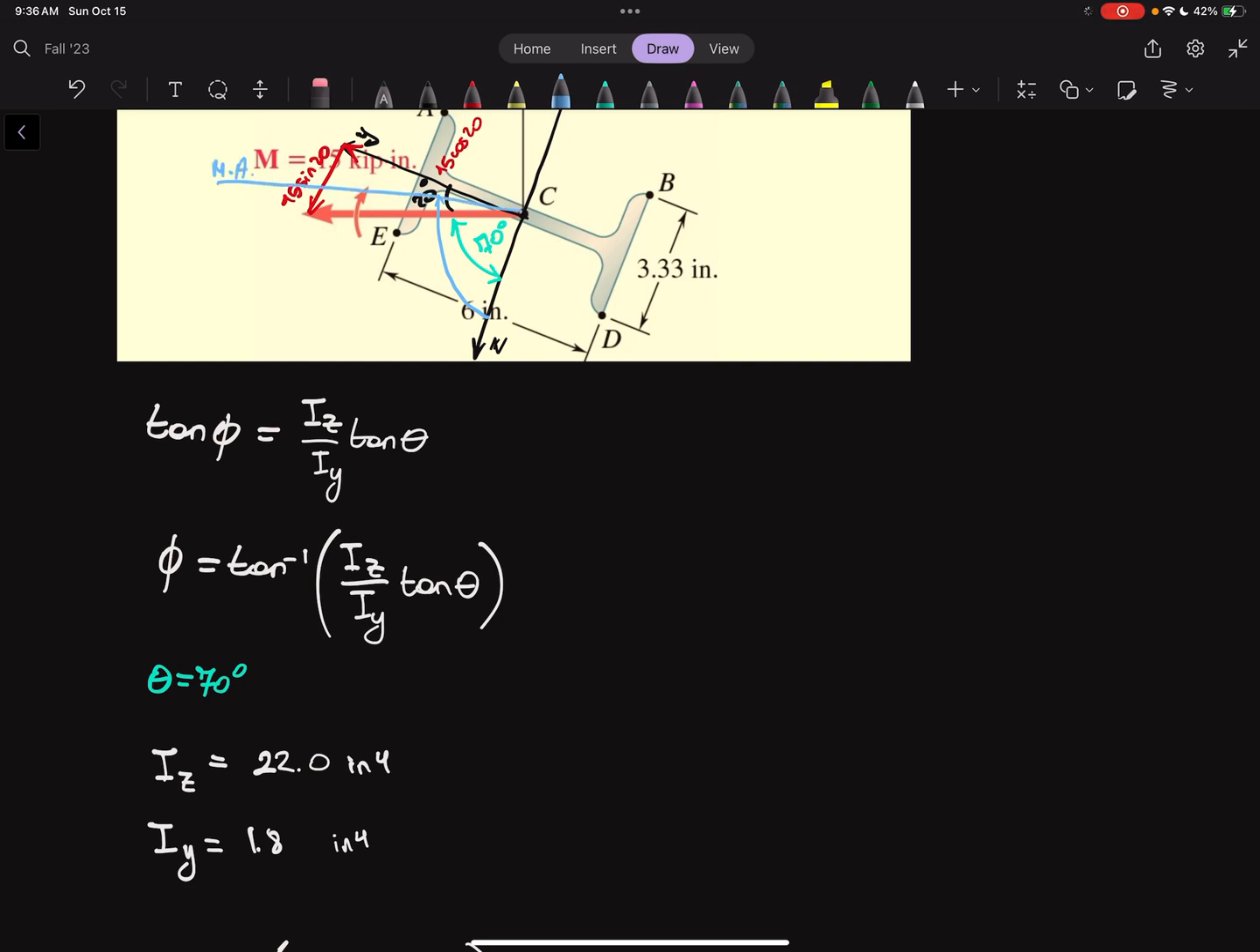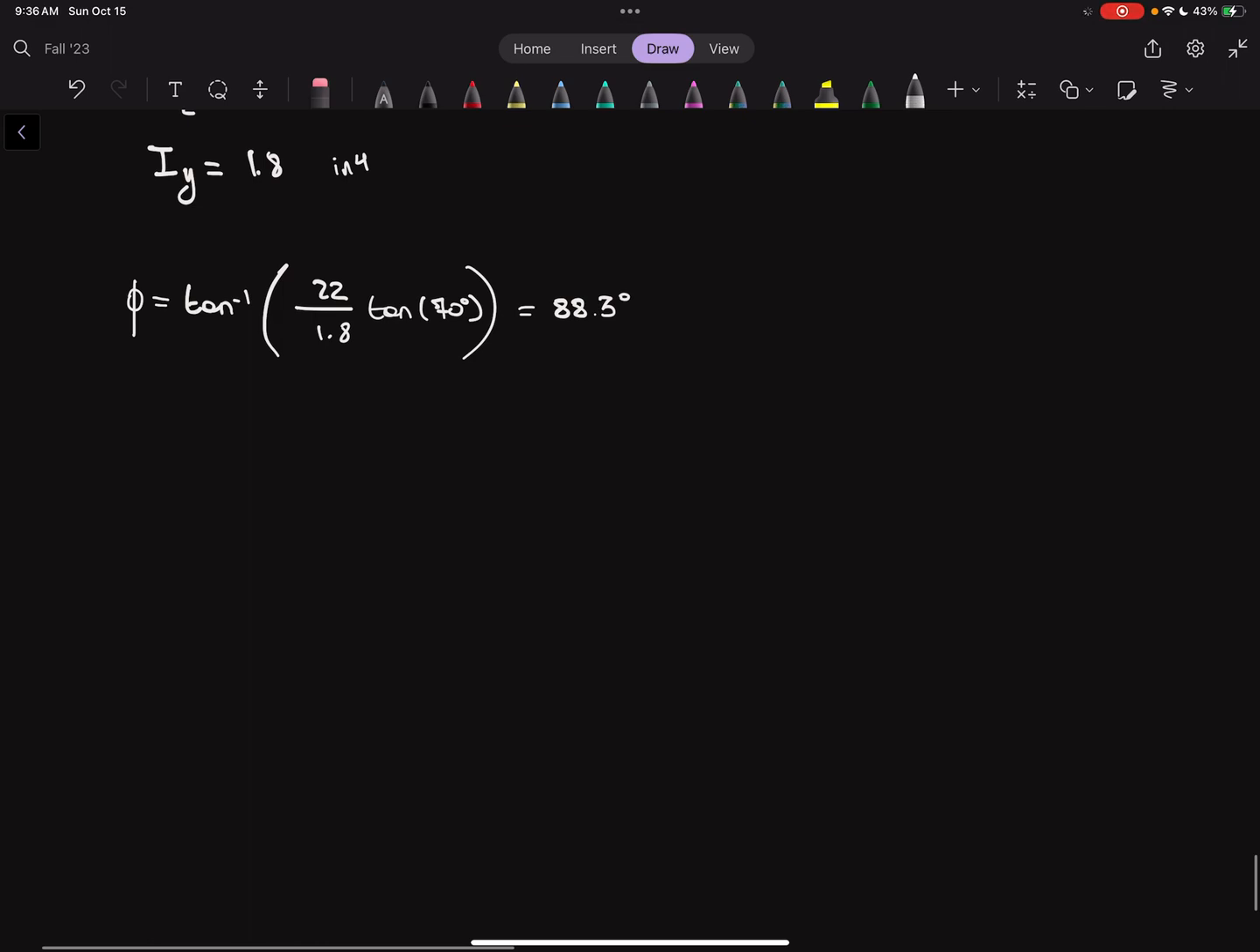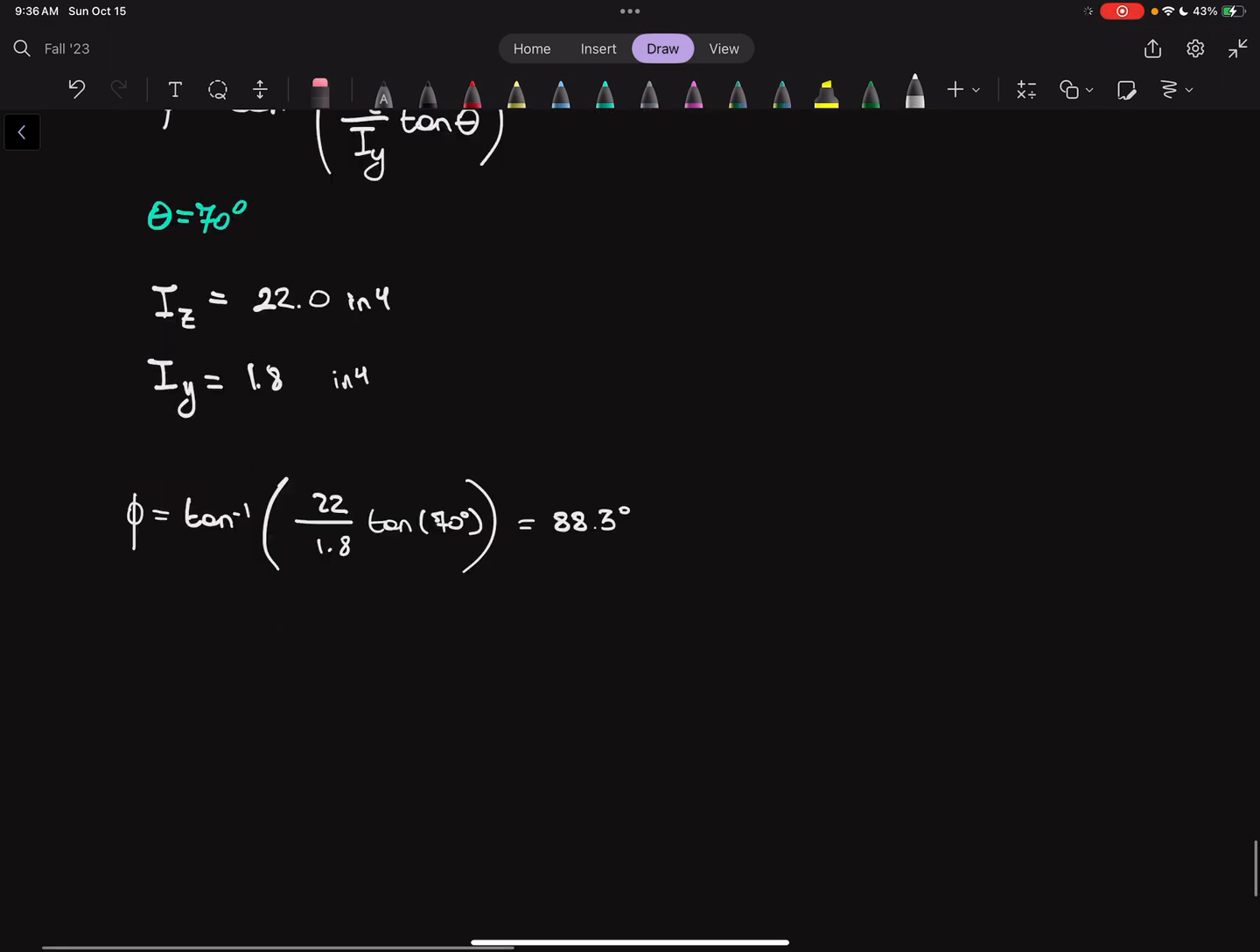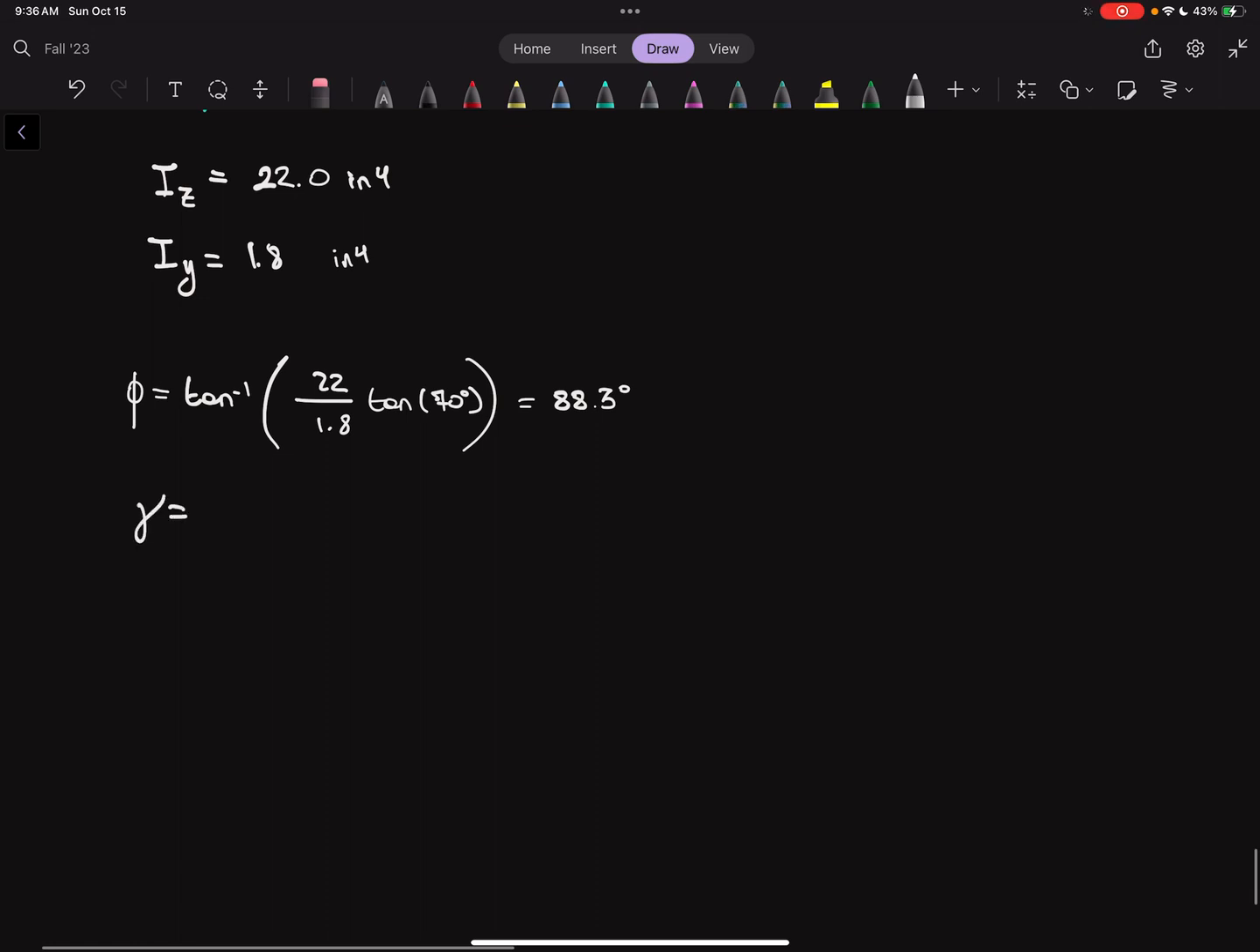So what was the question? What angle does that make with the horizontal? Well, it's going to be this angle right here, because we said the moment vector is the horizontal. So the answer, call it gamma, is equal to 88.3 degrees minus 70 degrees, which is 18.3 degrees. And that's the answer to part A.